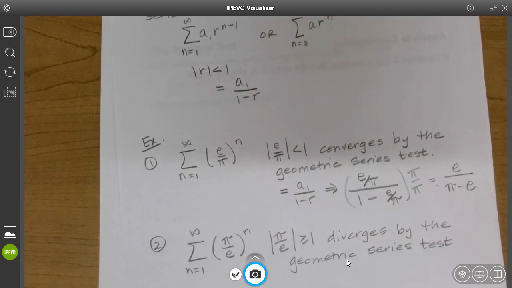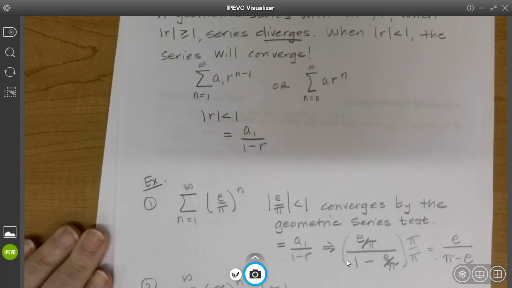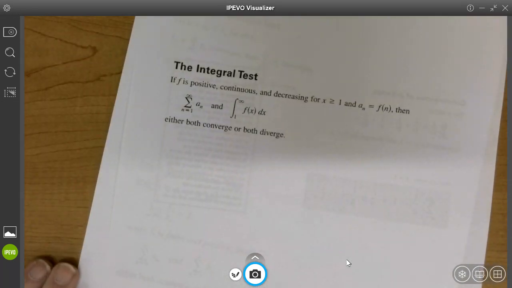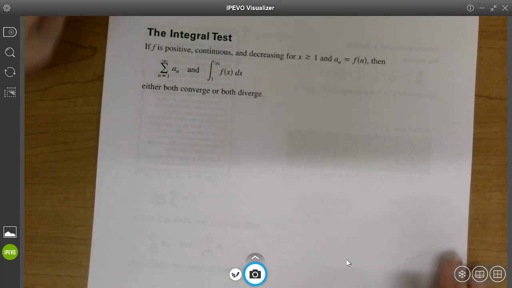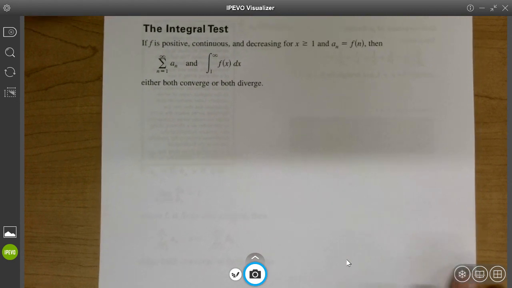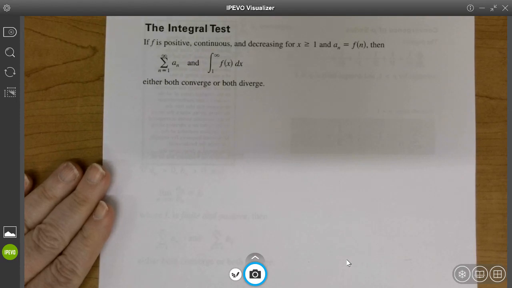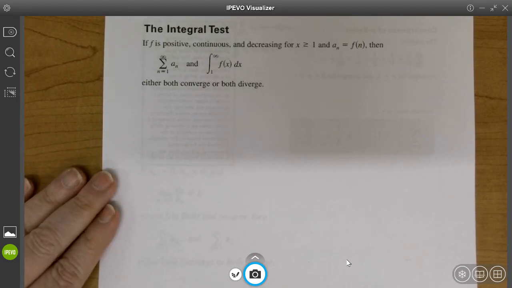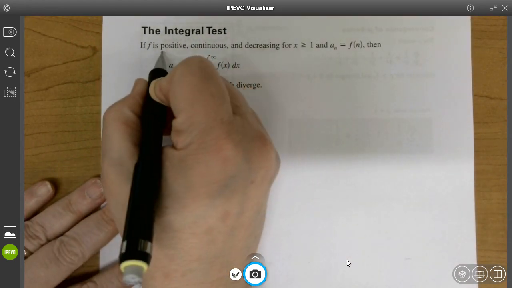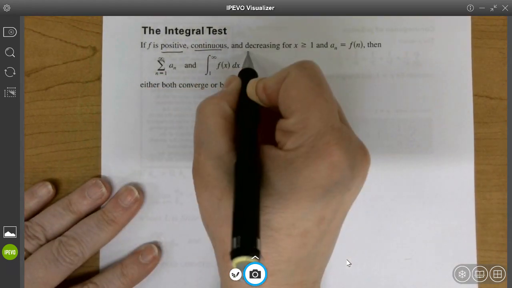The next test on our list is the integral test. And I hear some moaning and groaning. The integral test. Yes, we're going to have to integrate, which is your favorite thing to do, I know. Okay. All right, well, the integral test states if f is positive, continuous and decreasing. So there are 3 conditions. f has to be positive, continuous, and decreasing.